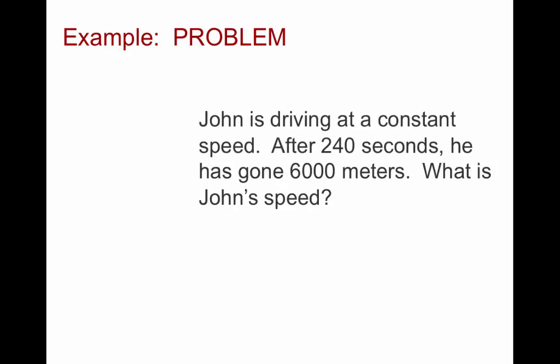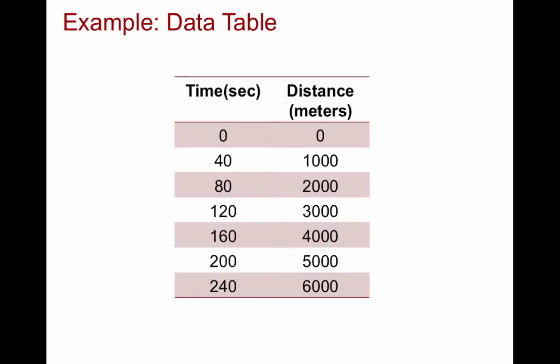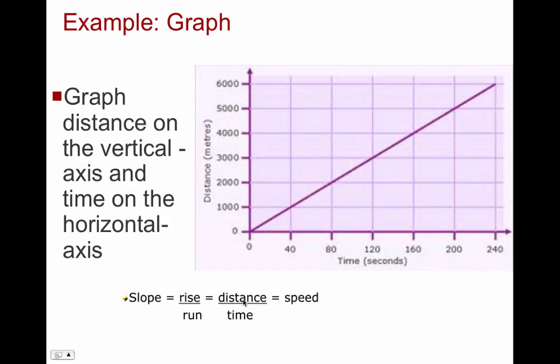John is driving at a constant speed. After 240 seconds, he has gone 6,000 meters. What is John's speed? Okay, here's a data table. Again, notice down here at the bottom, he's gone 6,000 meters in 240 seconds. That's what we got from the problem. We graph that data, right? And you can see all the data points going up the line.